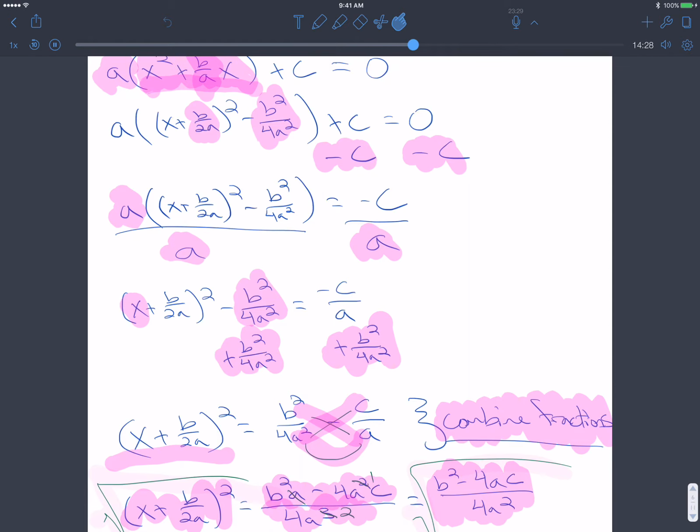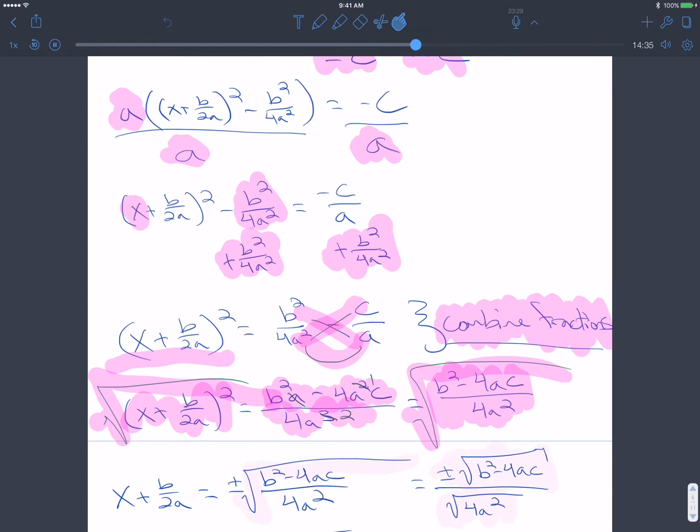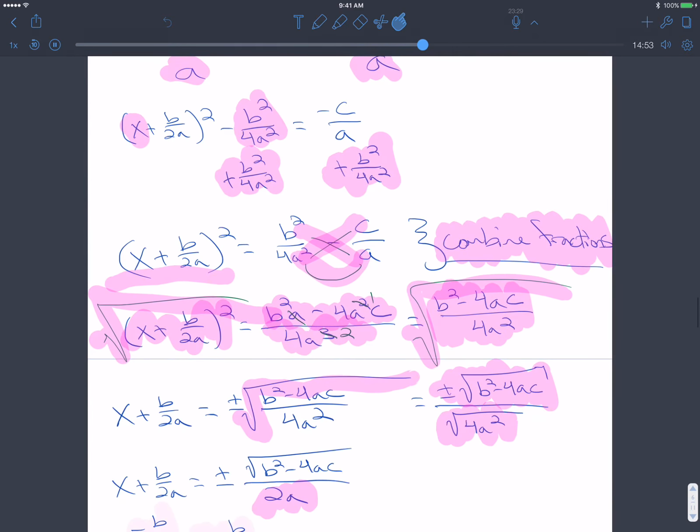Square root both sides. That gets me x plus b over 2a is equal to plus or minus the square root of b squared minus 4ac over 4a squared. Okay, well, that's the same as taking the square root of the top and dividing by the square root of the bottom. And the square root of 4a squared is 2a. So then I have x plus b over 2a is equal to plus or minus the square root of b squared minus 4ac over 2a.